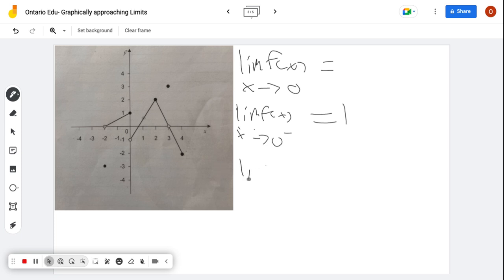Now let's do the same thing with the right hand side. Limit of f of x as x approaches 0 from the right. Now we just follow the graph and we stop here, and this y value is -1. Now, although the numbers are very close to each other, in order for the limit to exist, they must be exactly the same. So therefore, since these are not equal, the limit of the function as x approaches 0 still does not exist.